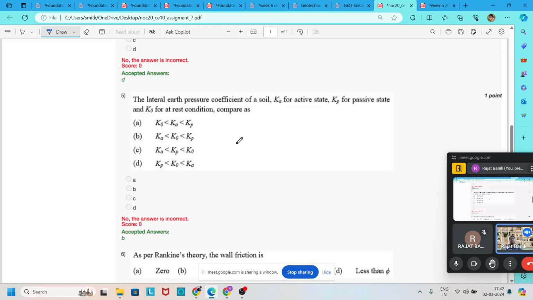And then the fifth question is very simple. It is said to rearrange the lateral earth pressure coefficients given: Ka for the active case, Kp for the passive case, K naught for earth pressure at rest, and compare or rearrange according to their value.